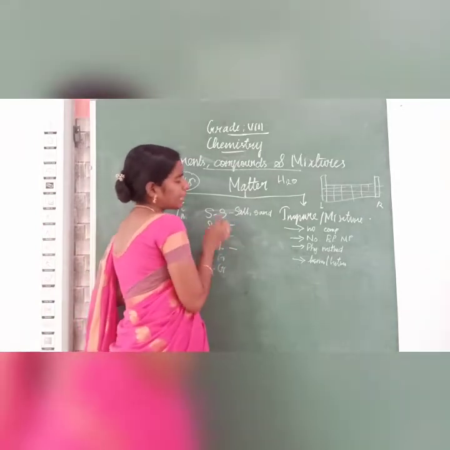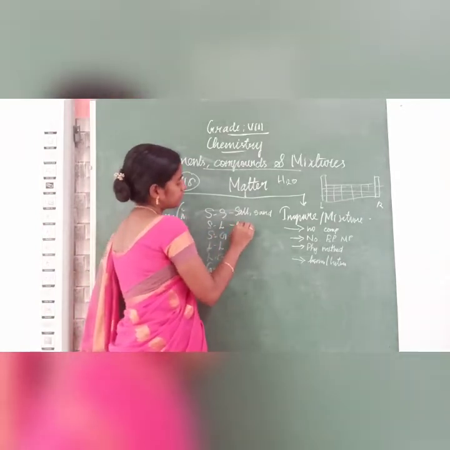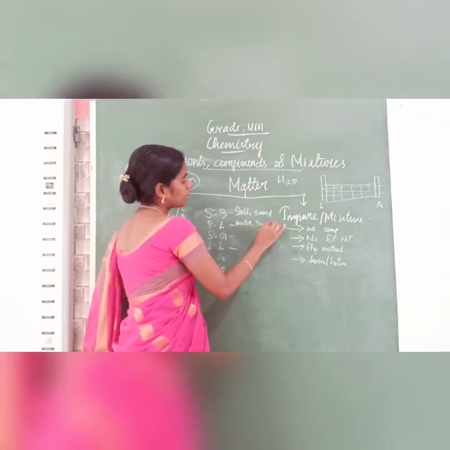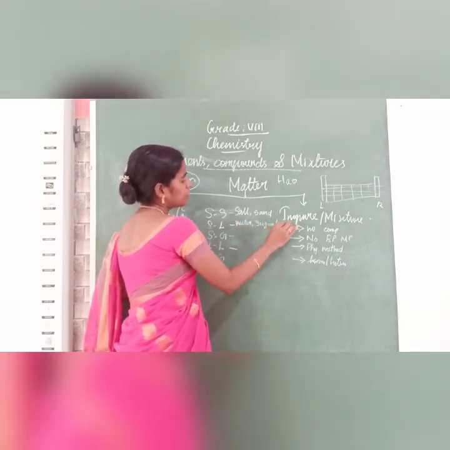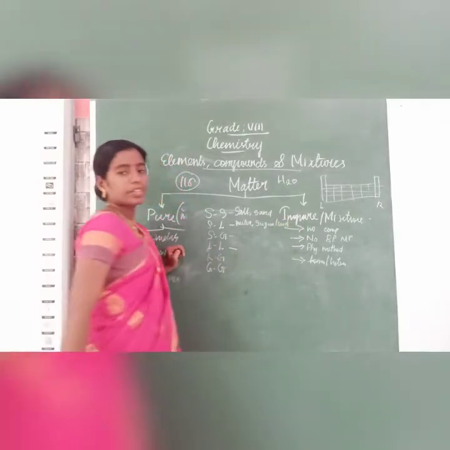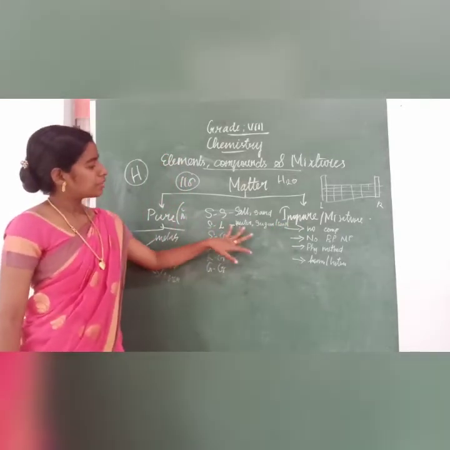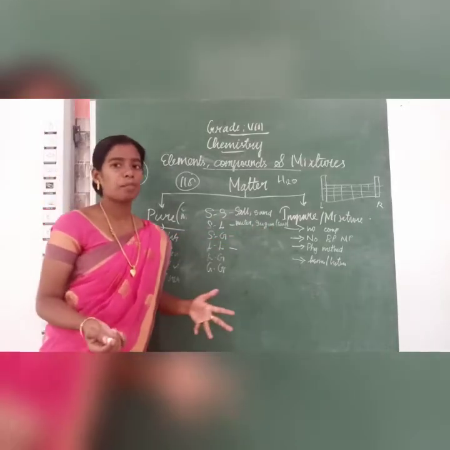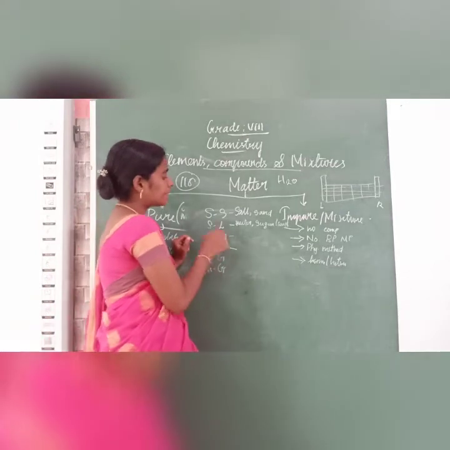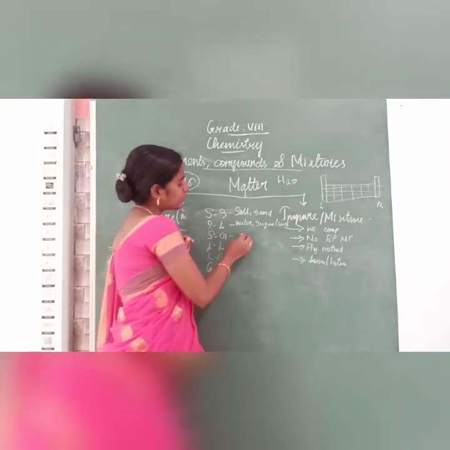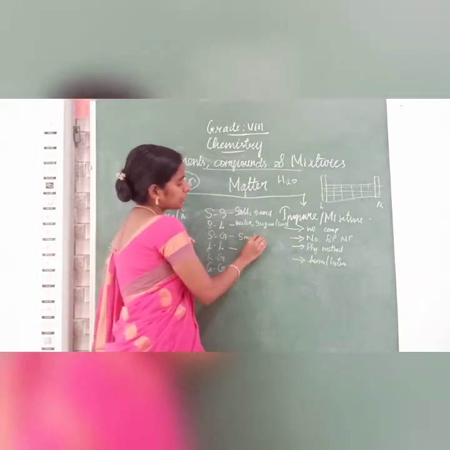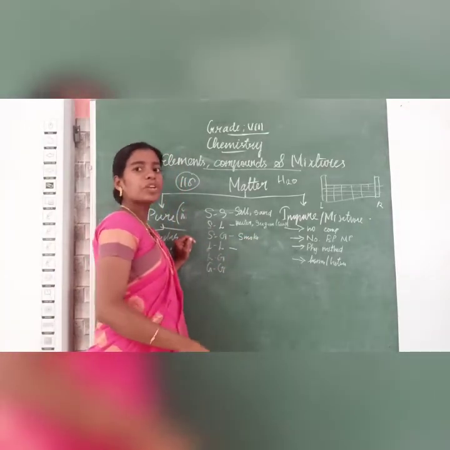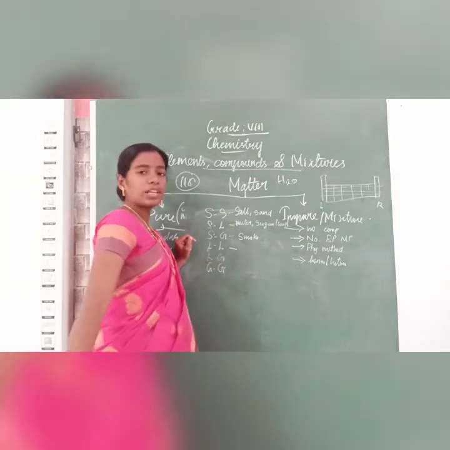Then, solid and liquid, what can we take? Water for liquid and sugar or sand for solid. Sugar is a solid, water is a liquid. So, solid and liquid you can combine to form a mixture. Then, solid in gas. Consider smoke. It is a gas, but small solid particles are suspended in the smoke, right? So, it is solid in gas.